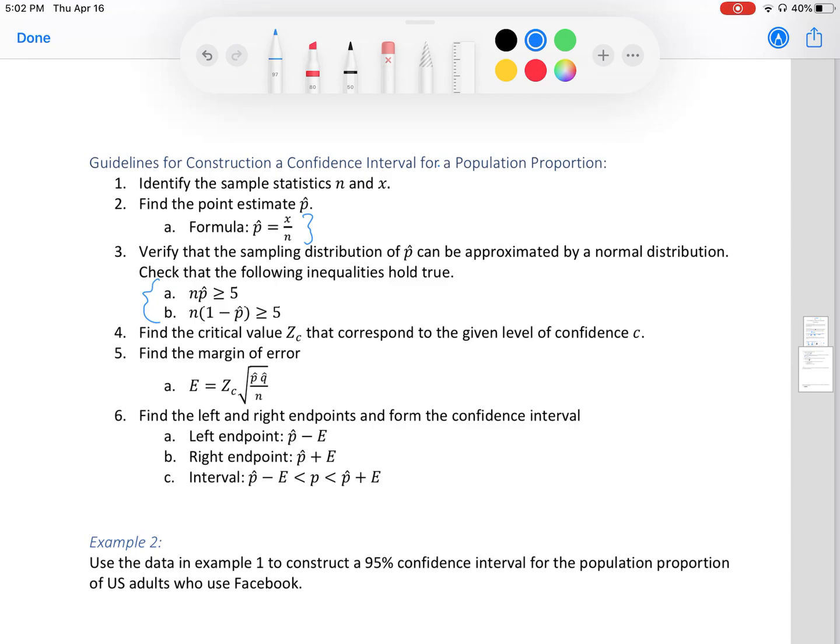4, find the critical value z_c that corresponds to the given level of confidence c. 5, find the margin of error, and that's your formula. Again, don't forget that q hat is 1 minus p hat. And 6, we're going to add and subtract that E to our p hat to find that interval. So again, I like to draw it. It makes more sense. So we're going to subtract that value E, and we get our minimum value, our lower bound, and we're going to add that value we find E, and that will give us our max.